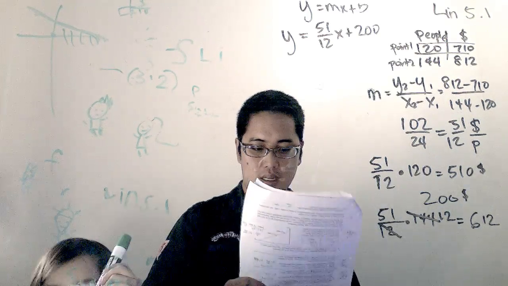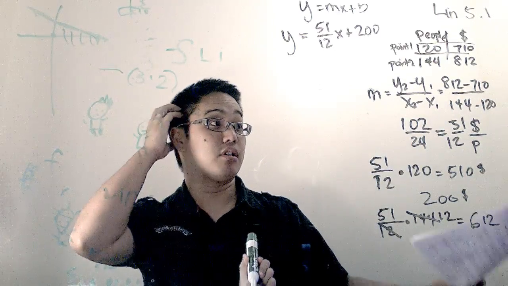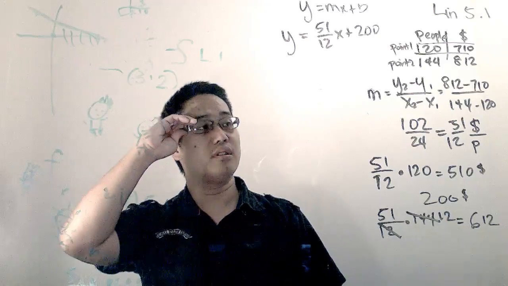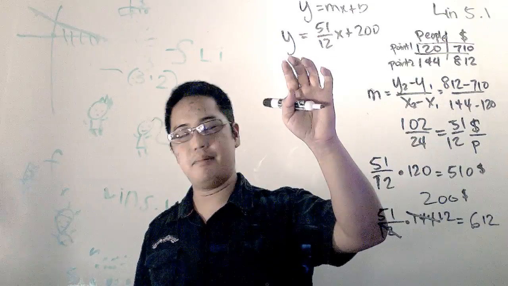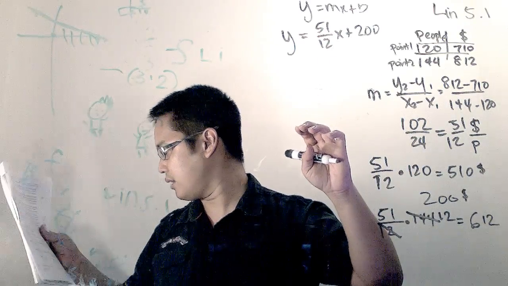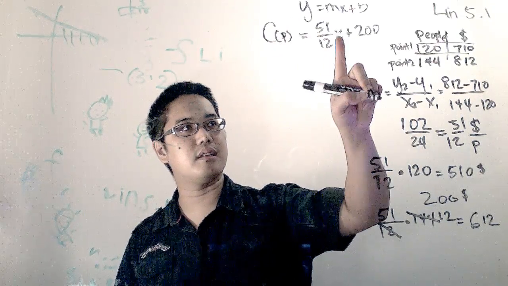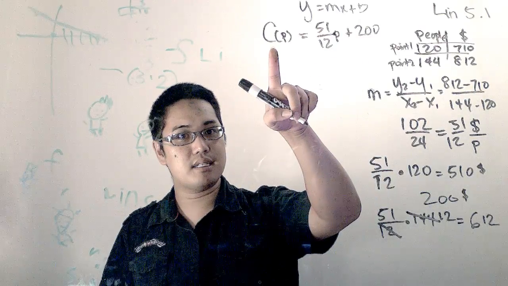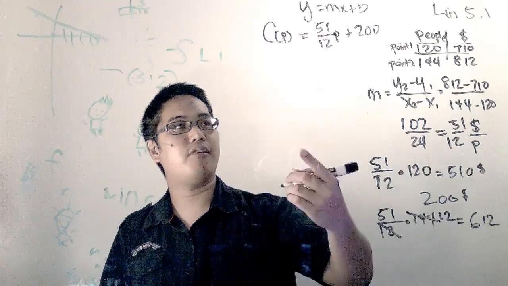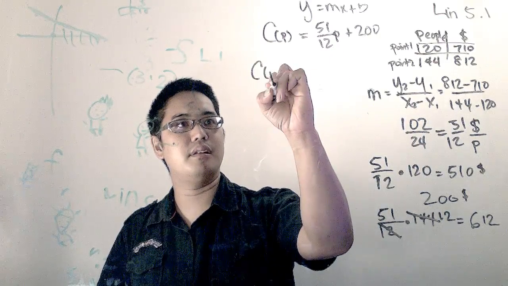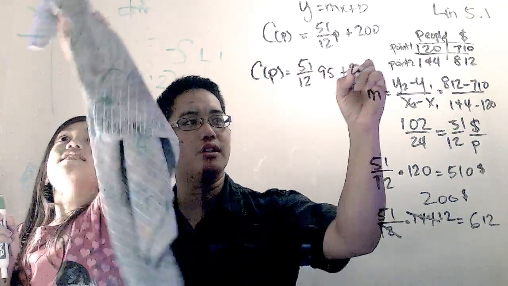All right, here's another question. How much would it cost to have 95 people go? So say that you had fewer. Okay, well, all you would do is you would say, well, this is the cost, right? And this is the people. Maybe I should change this to what variables they use. Okay, this is C as a function of P, and this is the variable P. What that means is, here's the cost, that depends on how many people, and here's the people. So if you want 95 people, you just plug in 95 into here. So C(P) is equal to 51 over 12 times 95 plus 200.